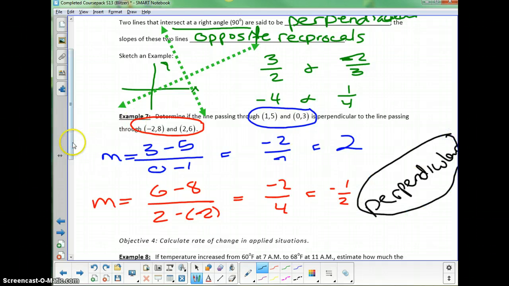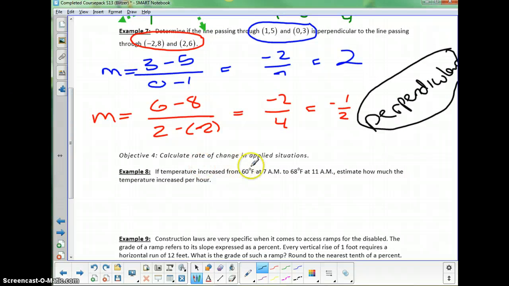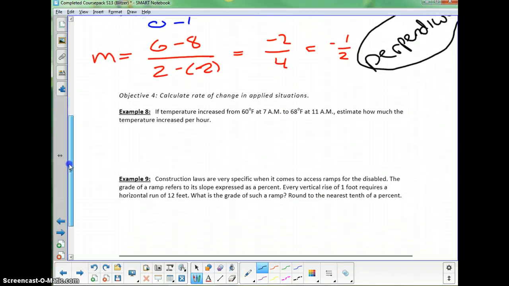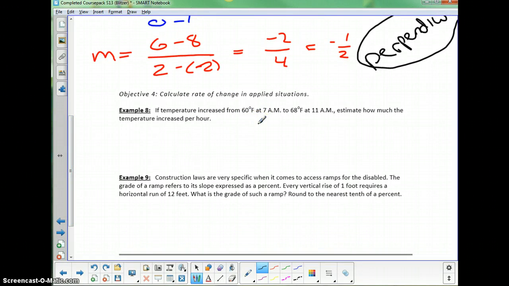Alright. In example 8, we're looking at the fourth objective, talking about rate of change in applied situations. If the temperature is increasing from 60 degrees Fahrenheit at 7 a.m. to 68 degrees Fahrenheit at 11 a.m., estimate how much the temperature increased per hour. One of the things we can do is organize this information in ordered pairs. At 7 a.m., the temperature was 60 degrees. At 11 a.m., the temperature was 68 degrees.